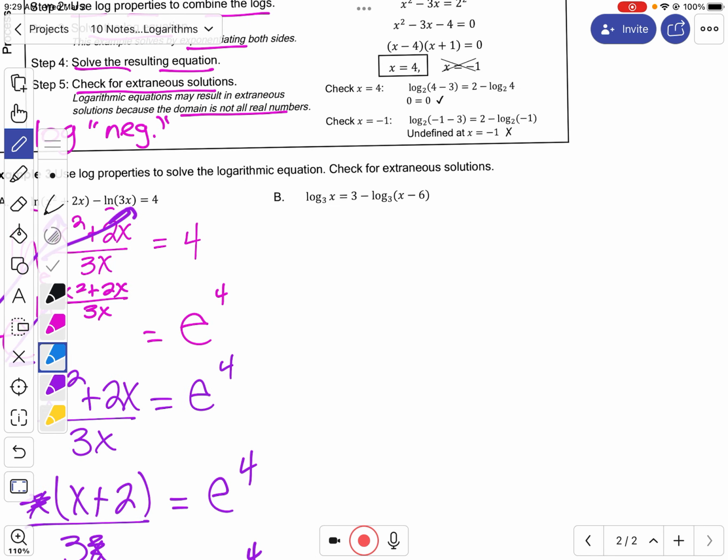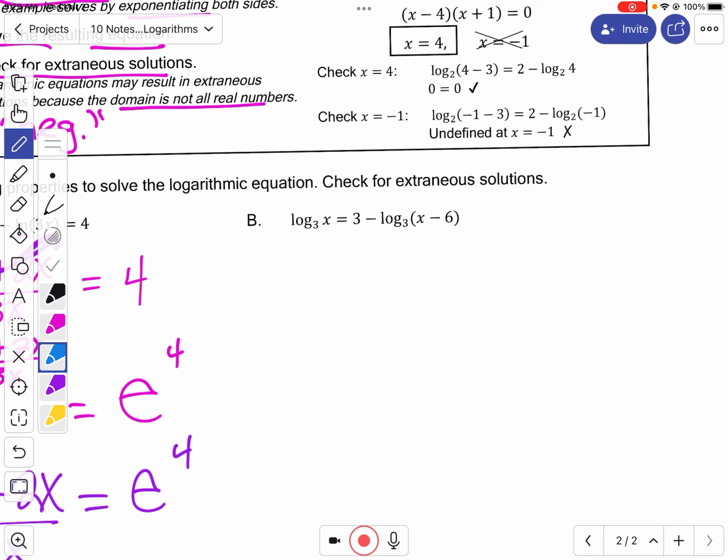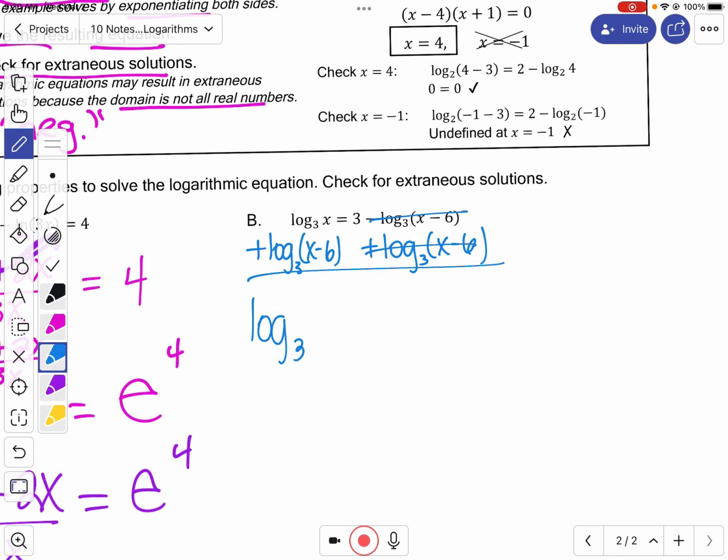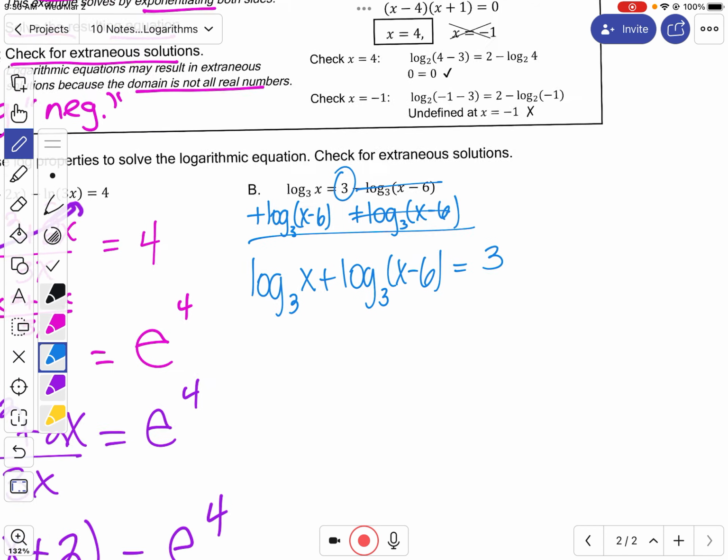Okay, let's try another one. So this one, notice I have a log on one side and a log on another. So I'm going to go ahead and move my log to one side. So I'm going to add log base 3 of x minus 6 to both sides. So I'm just moving that whole logarithm to the other side of the equation, so that way they're all on one side. And then my right side now is just that 3 that's still there.